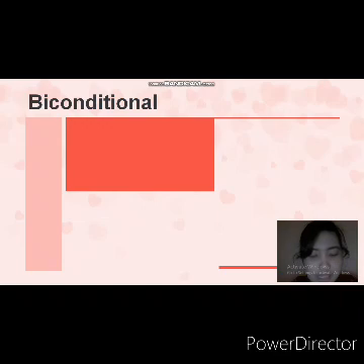Next, biconditional. Let us denote A if and only if B by A ⇔ B. This expression is called a biconditional. Clearly, A if and only if B is true when and only when A and B have the same truth value. Its truth table therefore is as follows.